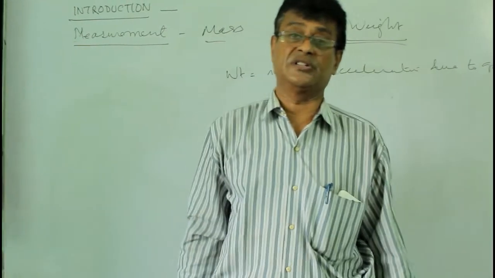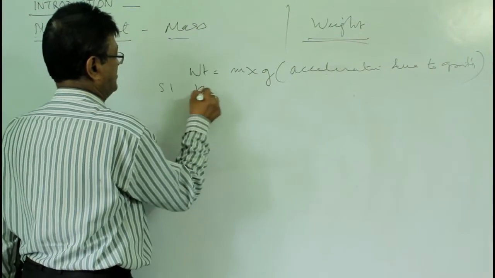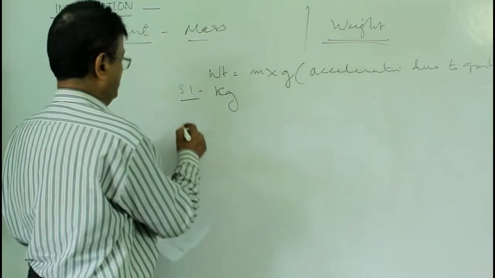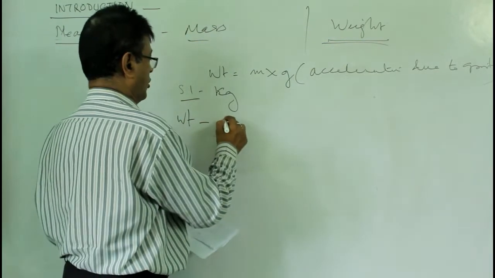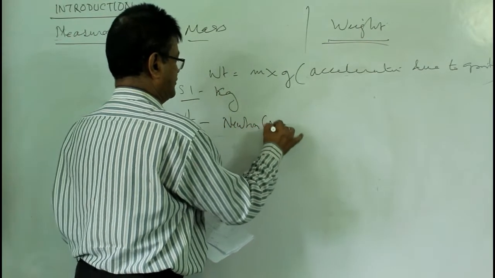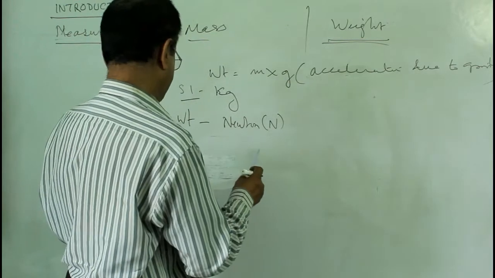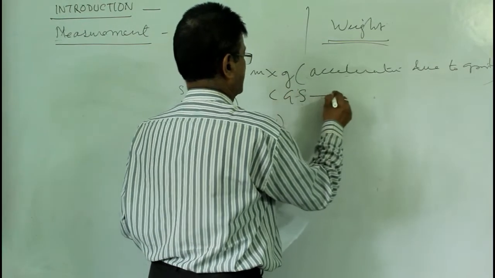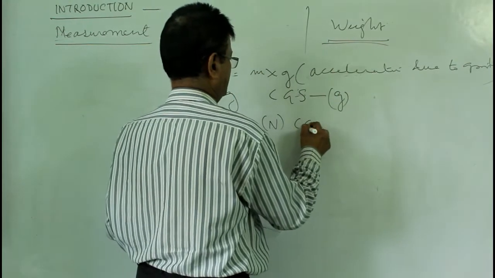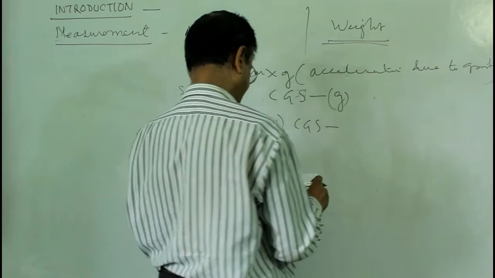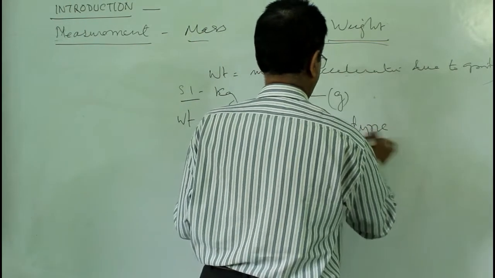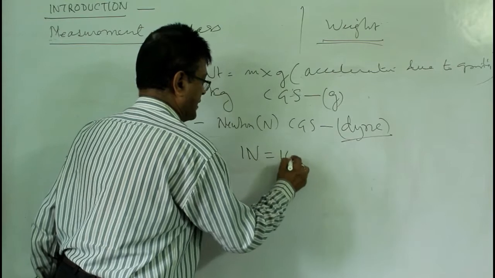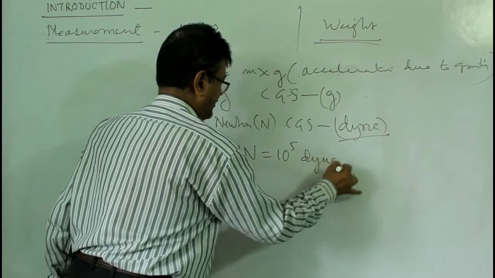Now what is the SI unit of mass? The SI unit of mass is kg, kilogram. And the SI unit of weight is Newton, denoted by N. And in the CGS system, the unit of mass is gram, and the unit of weight is dyne. And 1 Newton equals 10 to the power 5 dyne.